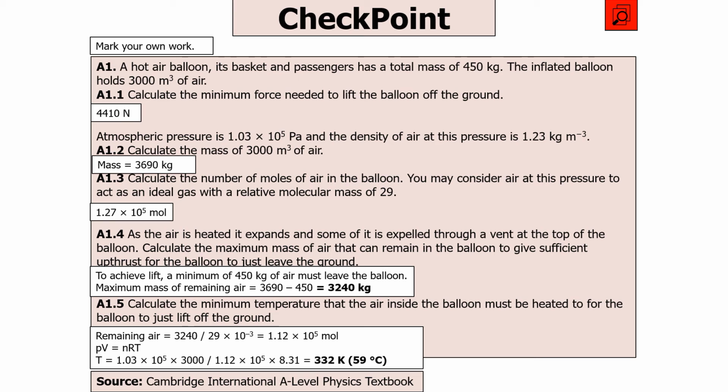PV equals nRT, so therefore T is going to be equal to PV over nR. We've got all those values, so it's 332 Kelvin, which is 59 degrees Celsius.